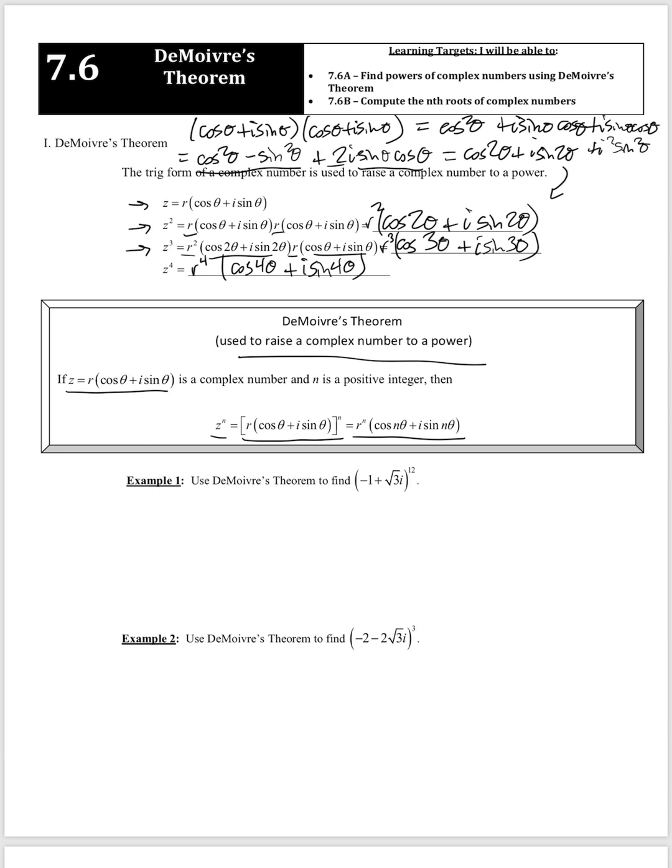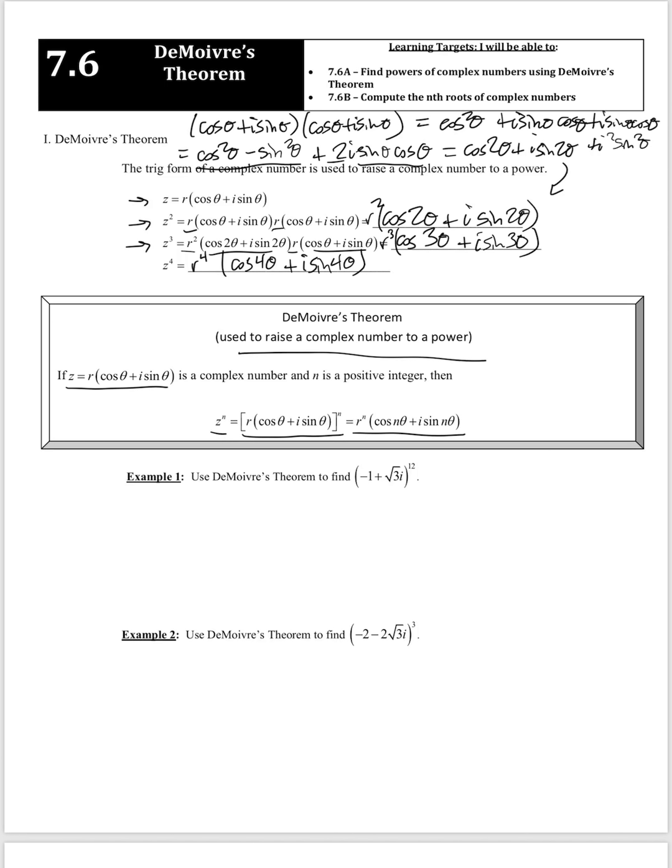Now, DeMoivre's theorem requires us to have a complex number in polar, also known as trig, form. So this is in standard form. We're going to have to change it. Okay, so right now we have z equals -1 plus square root of 3i. So that's in the form a plus bi. So that means a is -1 and b is square root of 3.